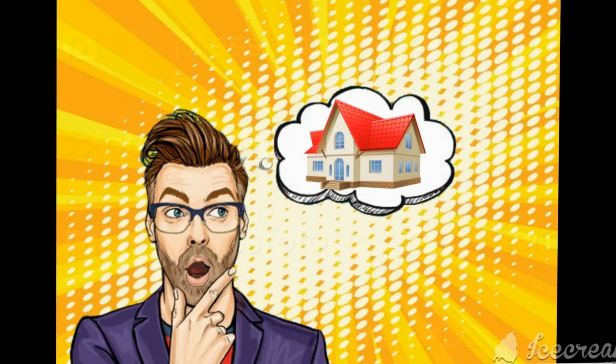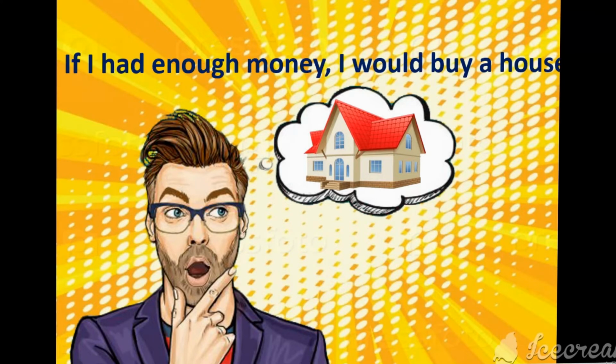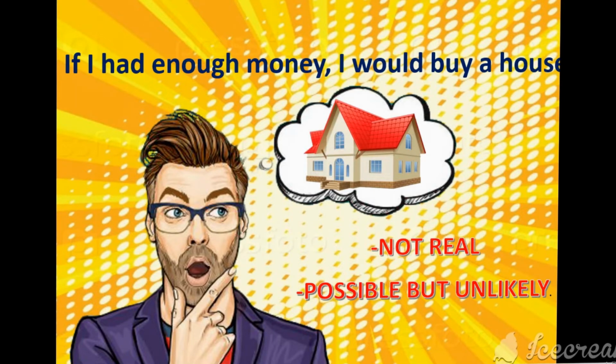So with the second conditional, we say if this happened, then that would happen. So for example, if I had enough money, I would buy a house. If the present situation was different, then I would do that. If I won the lottery, I'd buy a house. Now, this is an unlikely event in the future, right? Because it's unlikely I'm going to win the lottery. Possible, but unlikely.